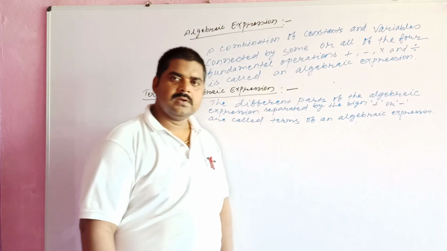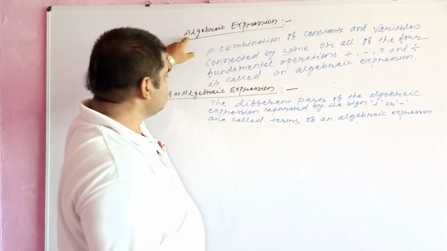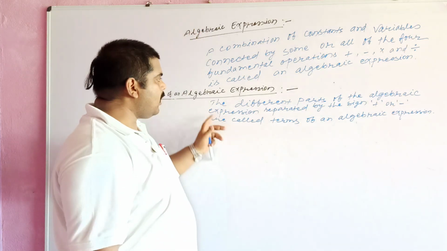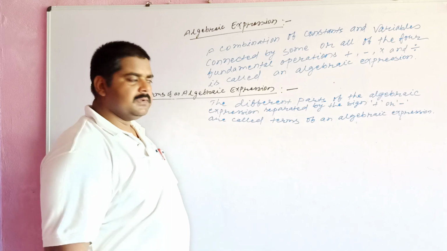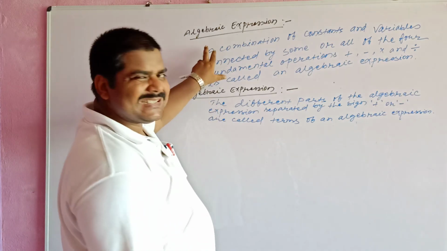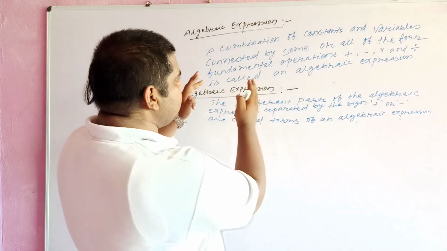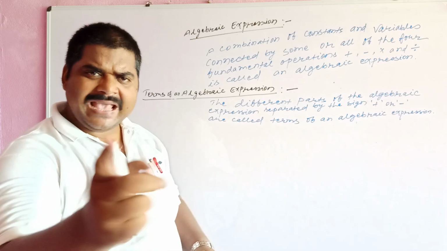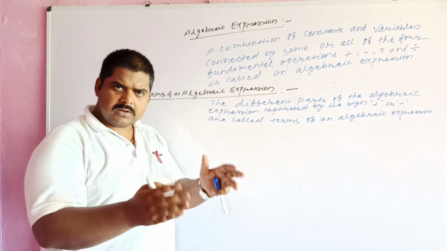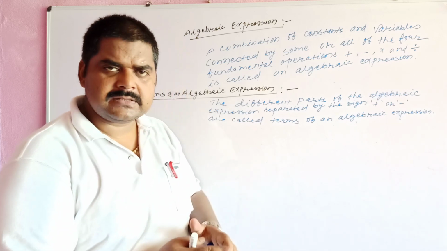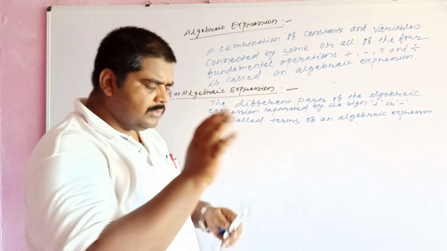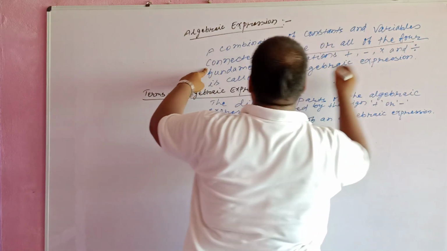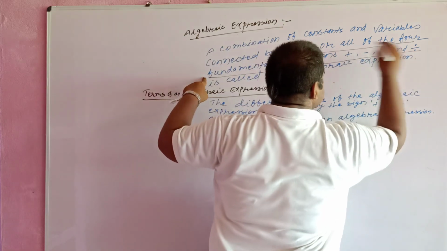My dear students, now let's discuss two different ones. Algebraic expression at first, and then I will discuss the term of an algebraic expression. Focus on the definition of algebraic expression. The definition tells you it is a combination of variables and constants, connected by some or all of the 4 fundamental operations.